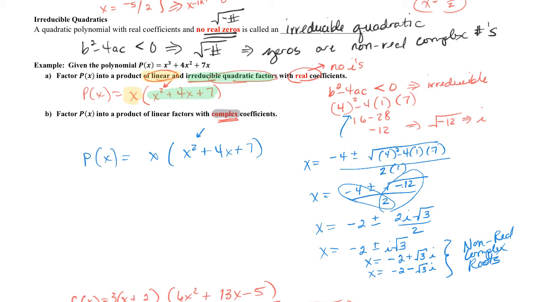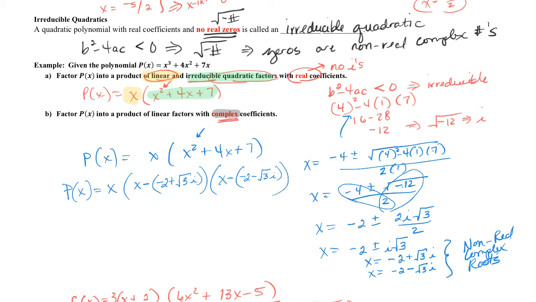Okay, so this is what I'm going to use for my factors. So p of x equals x times, my first factor is x minus, my first result, negative 2 plus the square root of 3 times i. My second factor, x minus, because remember, whatever your root is, your factor is x minus that value. Negative 2, not plus or minus this time, minus the square root of 3i. And at that point, I'm done.